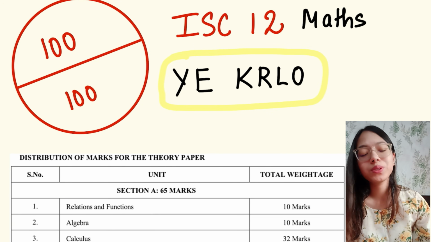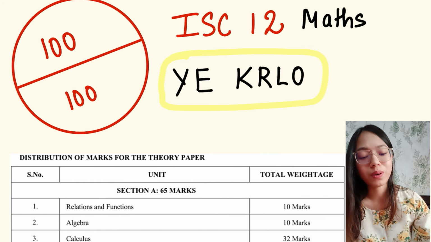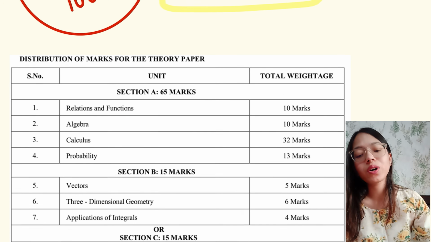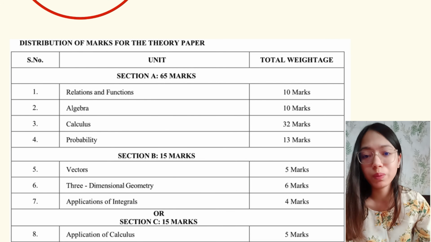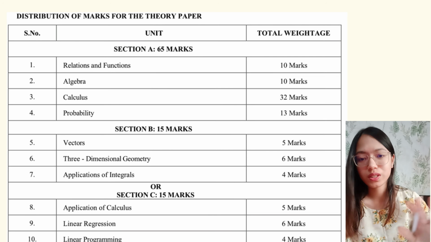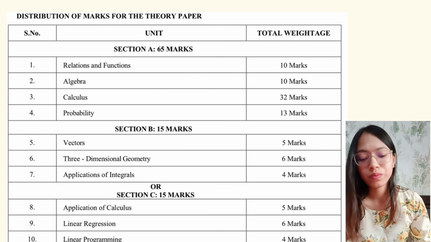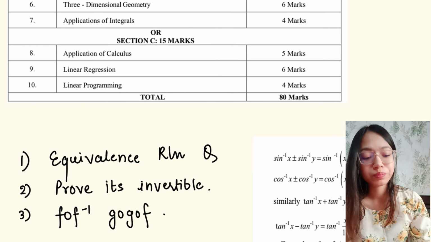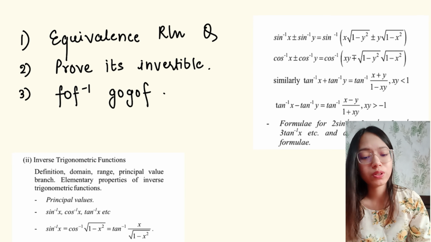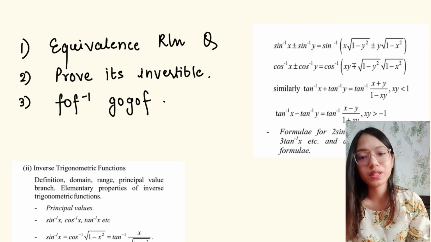So in this video I'll tell you the most important topics that can be asked in your ISC 12 board exams. Firstly, we'll talk about the distribution of marks for the theory paper. Section A is of 65 marks. Section B or C, whatever you attempt, is of 15 marks. Alright, so we'll be starting with the important topics that you have to do. I think you have ample days to complete the entire syllabus and revise it.